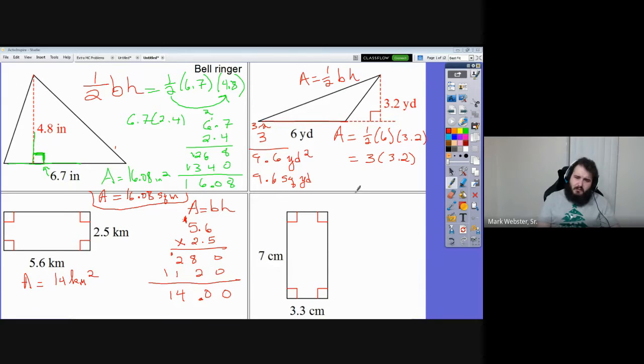Base times height. Notice every time I write out the equation, right? I do that on purpose because I want to remember what I'm doing.